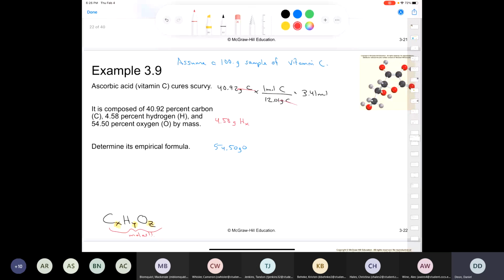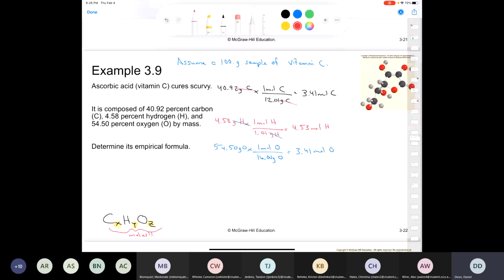Look, let's do the same thing for hydrogen. We know that in 1 mole of hydrogen, we have 1.01 grams of hydrogen. Grams of hydrogen cancel. I'm left over with moles of hydrogen, and I get 4.53 moles, like that. Moles of H, and I should put moles of C up here. We do the same exercise for the oxygen. 1 mole of oxygen has 16.00 grams of oxygen. I multiply all that out, and I get 3.41. So I get 3.41 moles of oxygen.